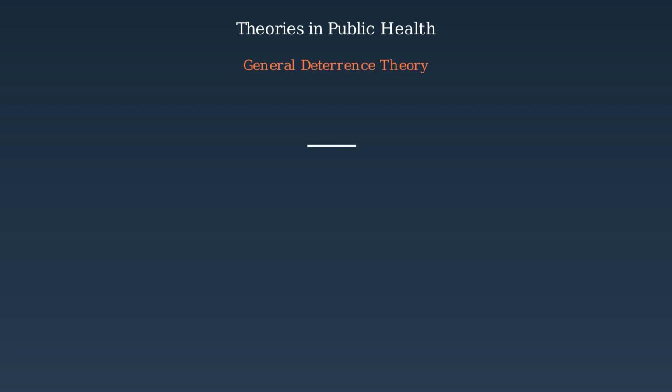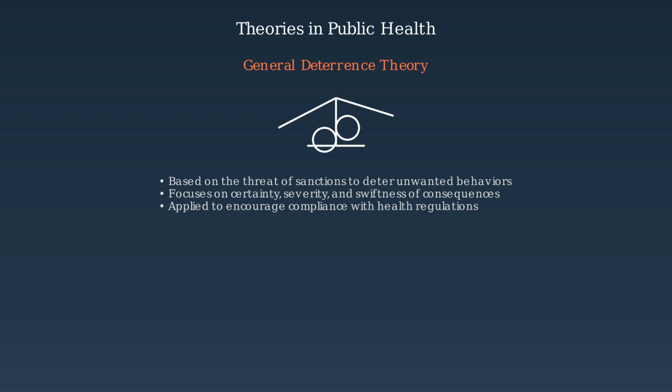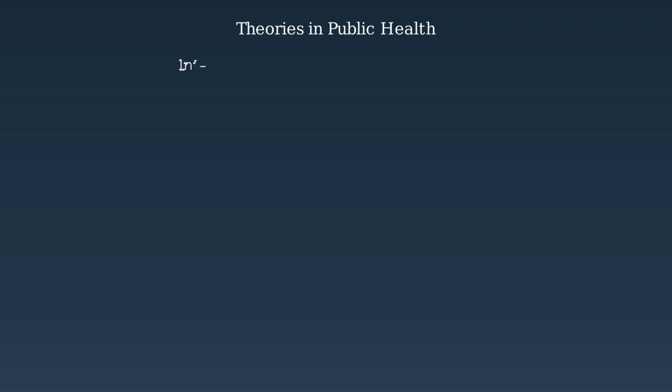General Deterrence Theory is based on the idea that the threat of sanctions can deter unwanted behaviors. This theory helps explain why policies like tobacco taxes or fines for violating health regulations can be effective. By integrating these theories, public health practitioners can design evidence-based interventions that address the complex factors influencing population health.